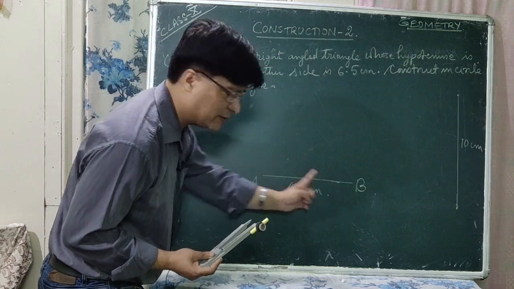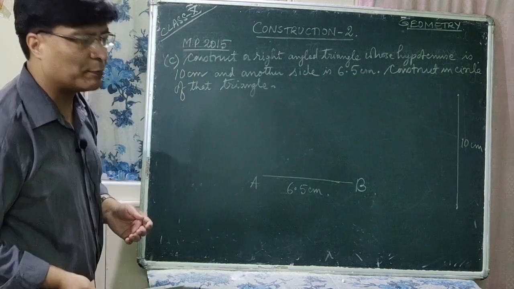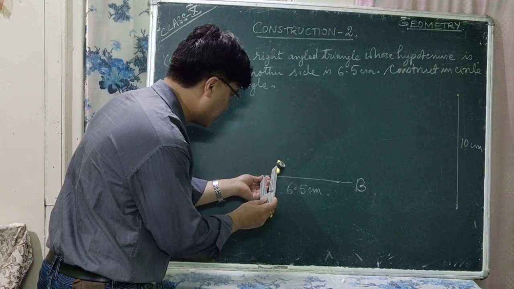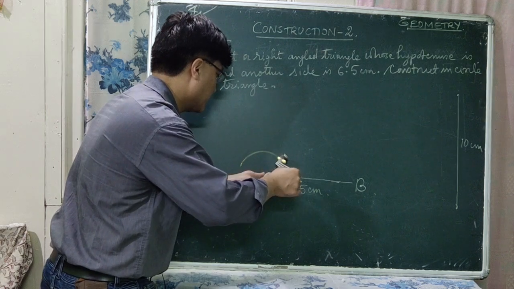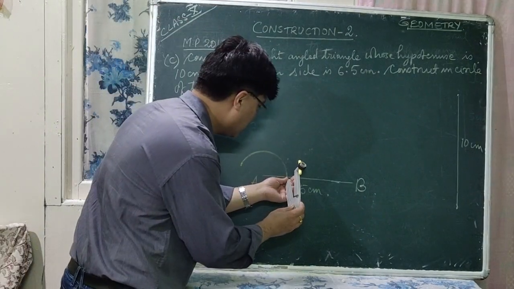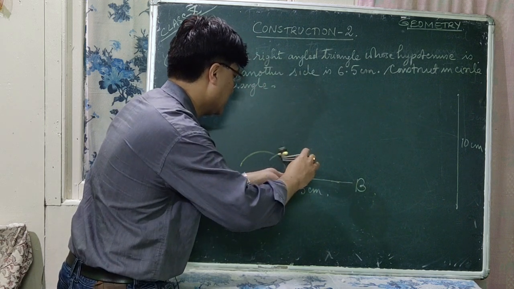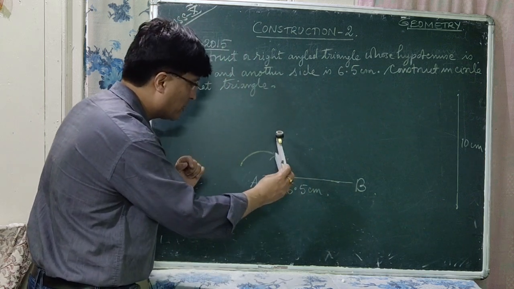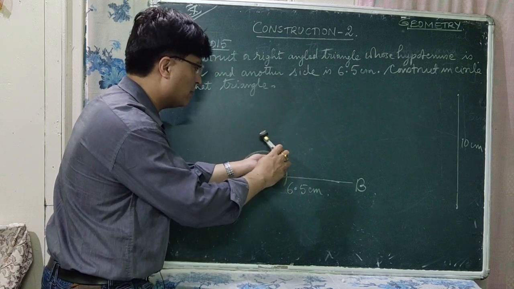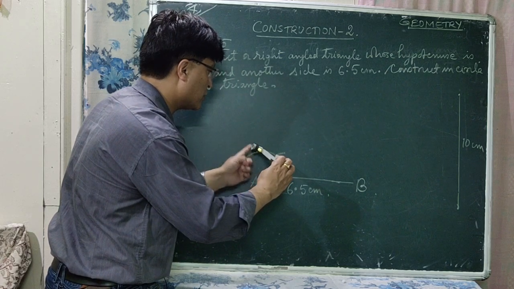So this is the base AB. This is the base of the right angle triangle, right? So let us draw a perpendicular out here. How can you draw a perpendicular? Take a compass, take any arc, and keep the pointed needle at the point A. Draw an arc. Don't change this arc now. Now keep the pointed needle at this point and draw an arc. Don't change this arc again. Again keep the pointed needle at this point of the compass and draw two arcs out here.